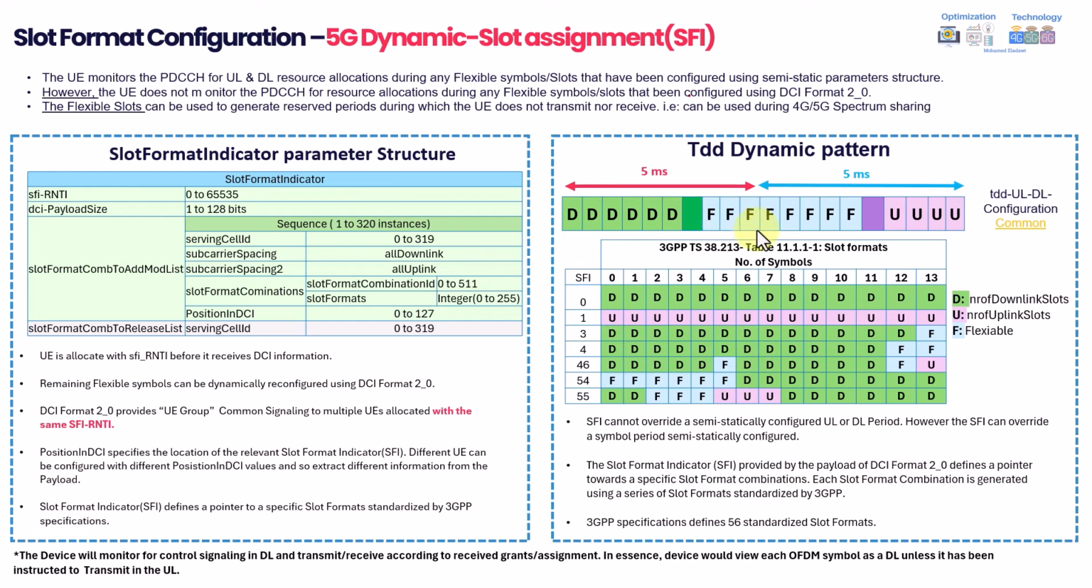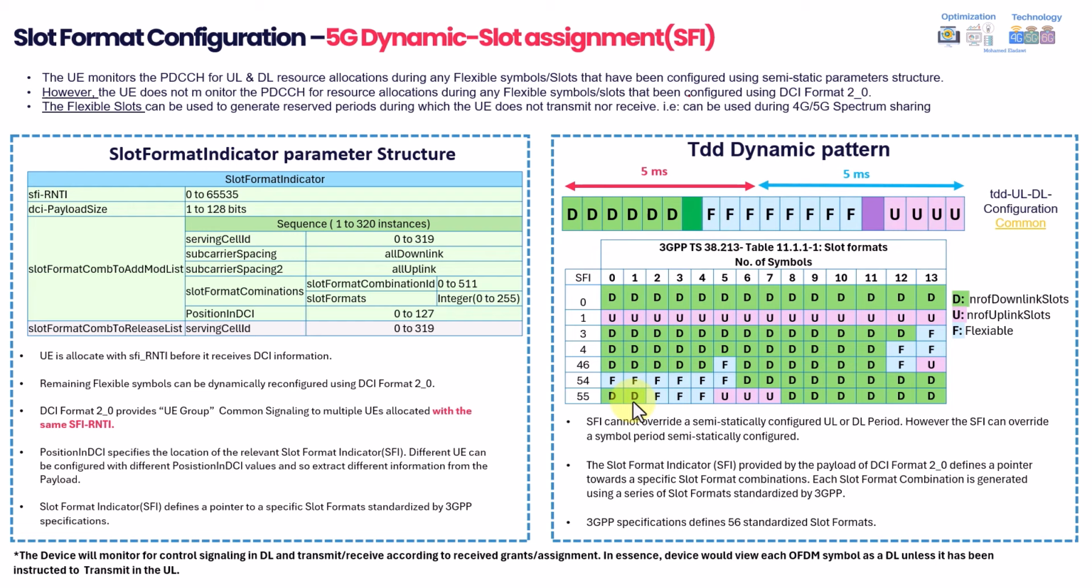So these flexible slots can dynamically change within the symbols occupied by them. And again, the dynamic change can only apply to the remaining flexible or partially configured as downlink and uplink symbols, but it cannot touch whatever has been identified as downlink and uplink. So it will only work in this area.